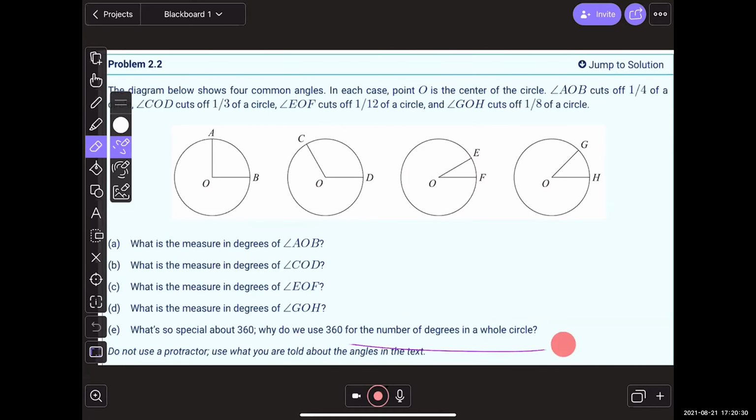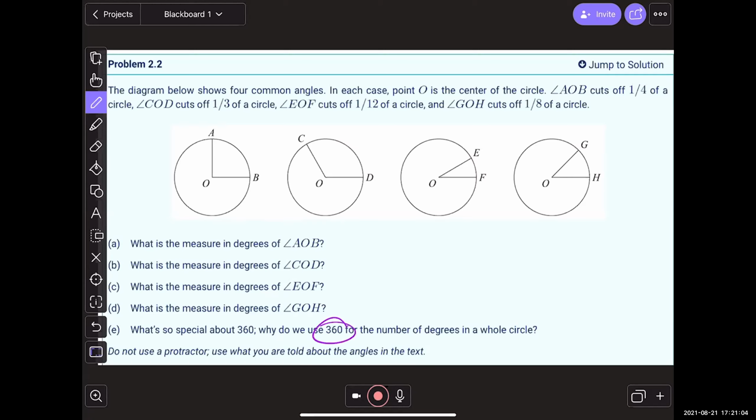Now, the reason why we use 360 degrees is because 360 degrees is a nice number to work with. That's really it. There's no other reason why we use 360 degrees. It's very divisible by a lot of numbers. Now, sure, maybe it had to do with some ancient civilization using a number system with a certain number of digits, but why do we continue to use that number, right?